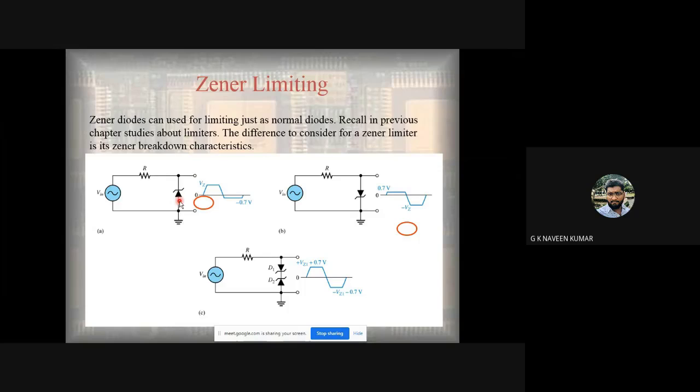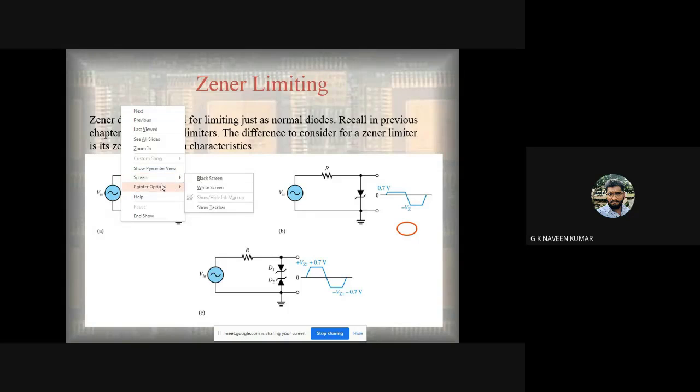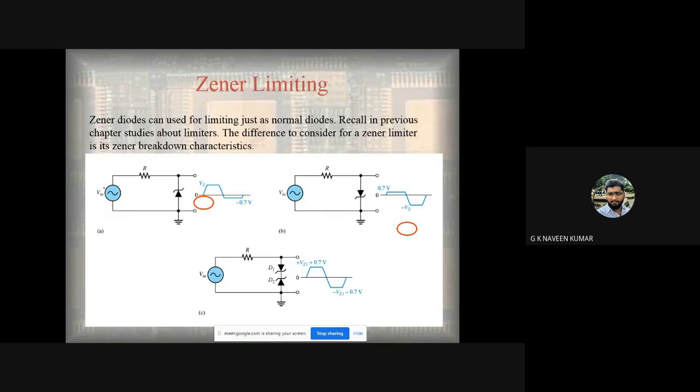In this figure, the Zener has a constant reverse voltage of Vz, and the forward voltage drop of the Zener diode is given as 0.7. Let us see how it will work. During the positive half cycle, this will be plus and this will be minus. During the positive half cycle, this is your positive. The input will be like this. This is your input.